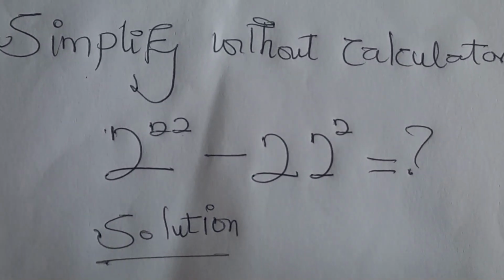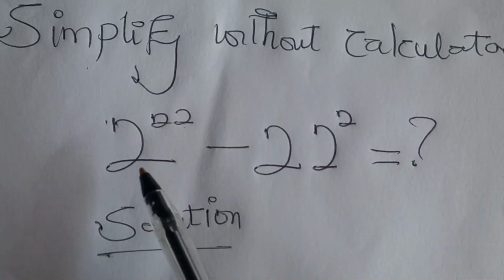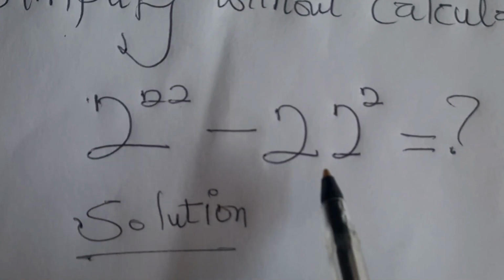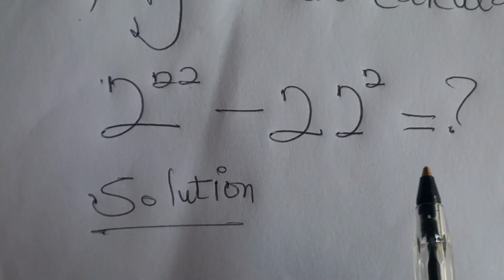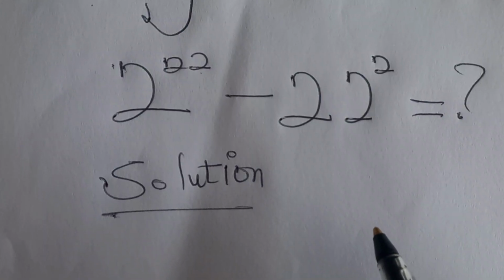So today we are going to simplify this question without using a calculator. So we have 2 exponent 22 minus 22 exponent 2. We are going to simplify this without using a calculator.